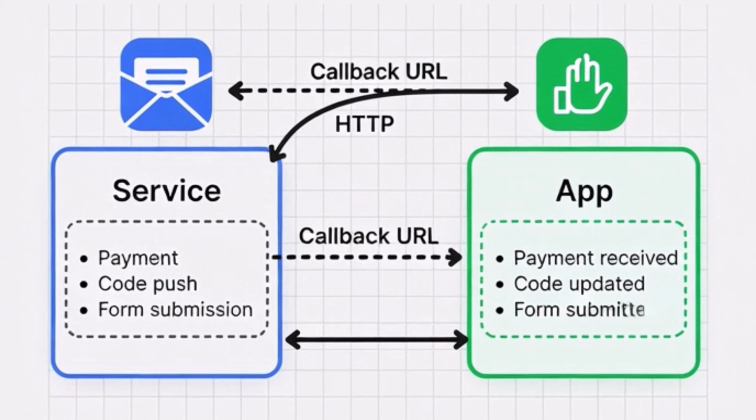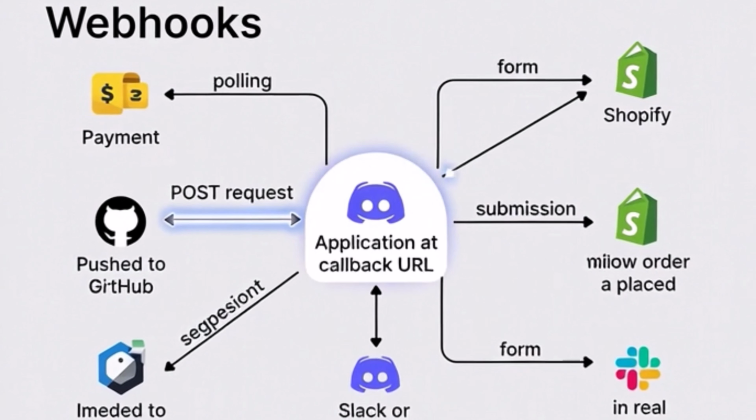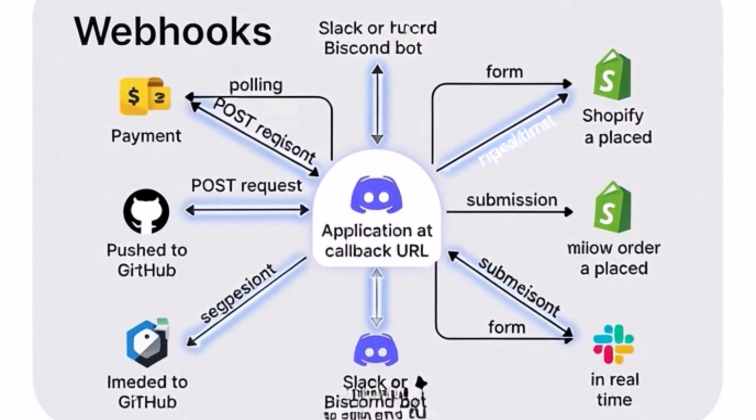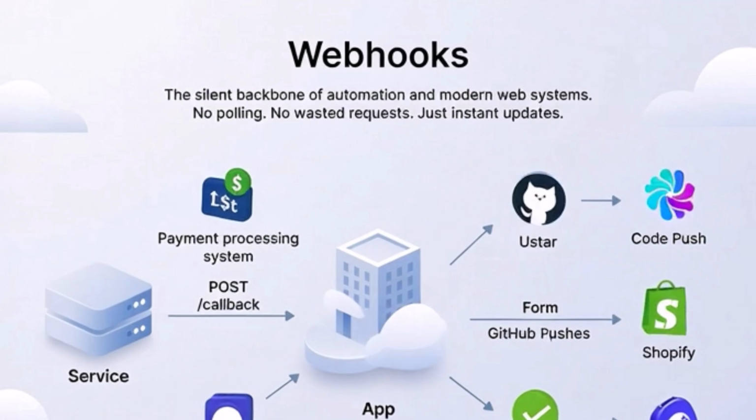That's why webhooks are often called reverse APIs. GitHub uses webhooks when code is pushed. Shopify uses them when an order is placed. Slack and Discord bots rely on them for real-time reactions. Webhooks are the silent backbone of automation and modern web systems.